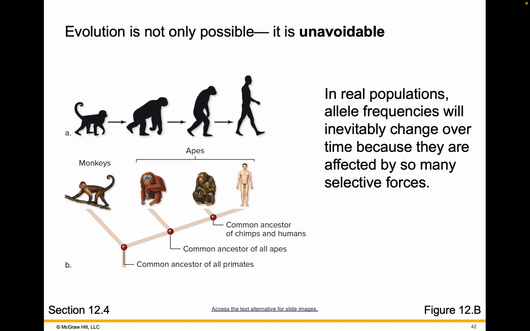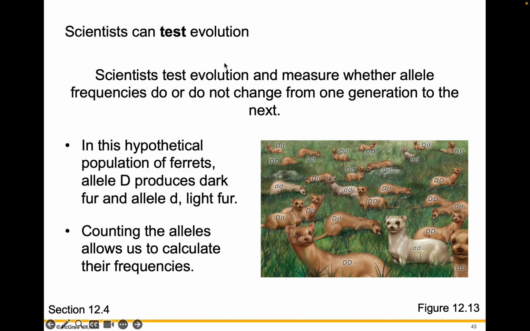All right. Evolution is not only possible, it's unavoidable. In real populations, allele frequencies change over time because they're affected by so many selective forces. And we can test evolution. So scientists test evolution and measure whether allele frequencies do or do not change from one generation to the next. In this hypothetical population of ferrets, allele big D produces dark fur and allele little d produces light fur. Counting the alleles allows us to calculate their frequencies. So you can look at this picture and count the number of big D's and little d's.